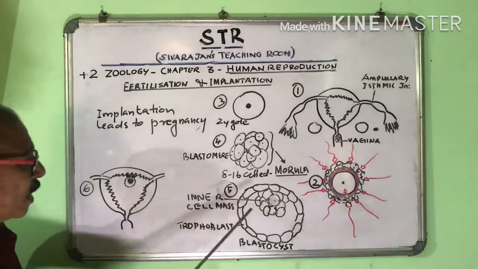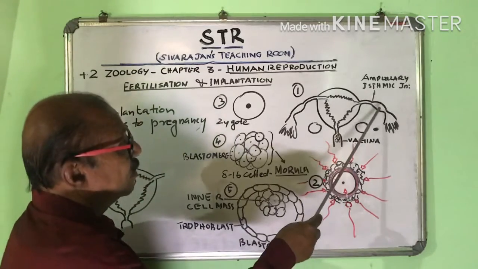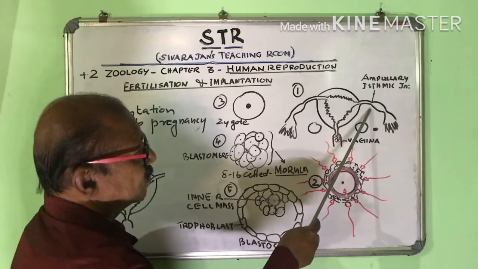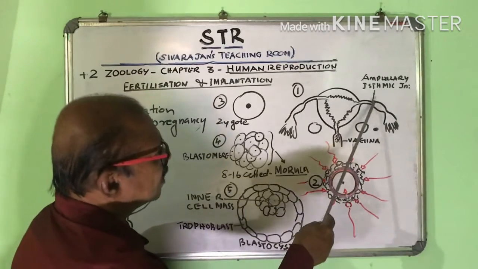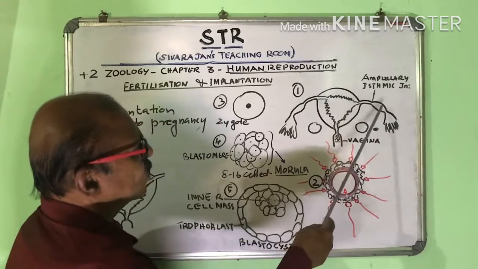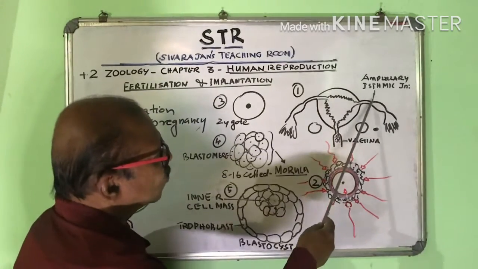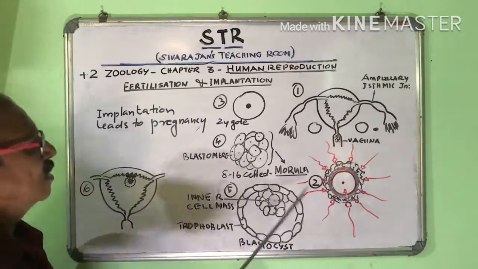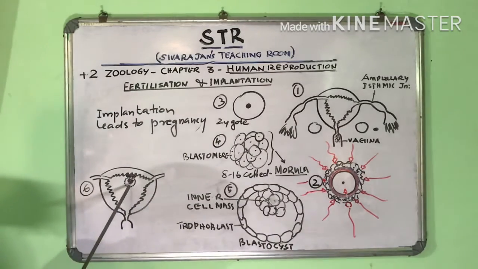See, look here, the fertilization took place in the ampullary isthmic junction. Then the zygote is undergoing division, and at the same time it is moving forward. So the zygote undergoes division, and at the same time it is moving forward into the uterus. So the blastocyst comes into the uterus. See, the blastocyst has come into the uterus.